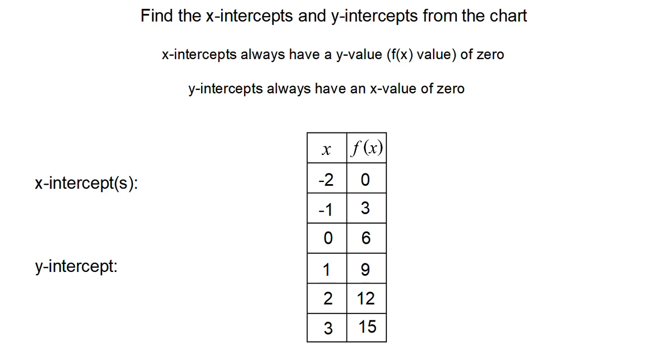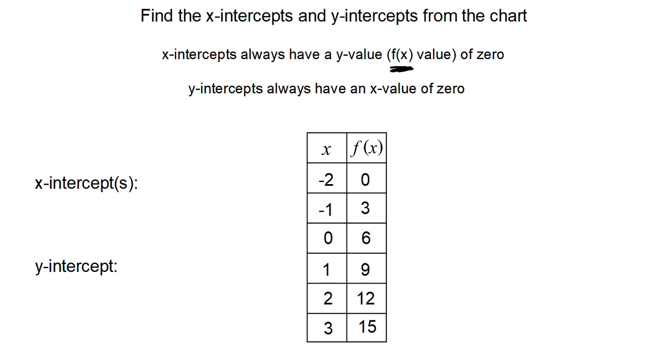For x and y intercepts, we have to remember that x-intercepts always have a y value of 0, or in other words, an f of x value of 0. Right? So the opposite is true for y-intercepts. They always have an x value of 0.